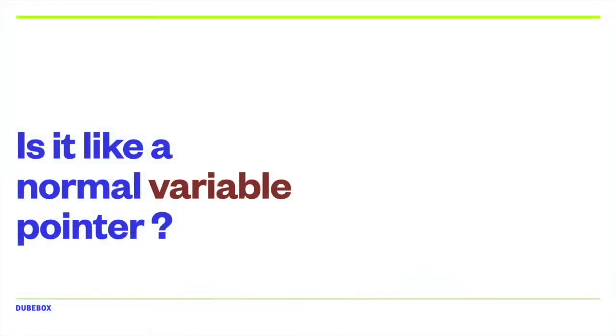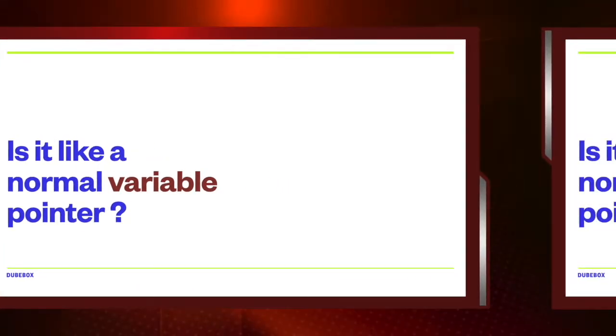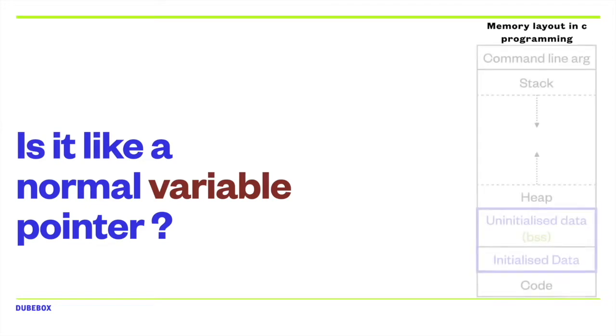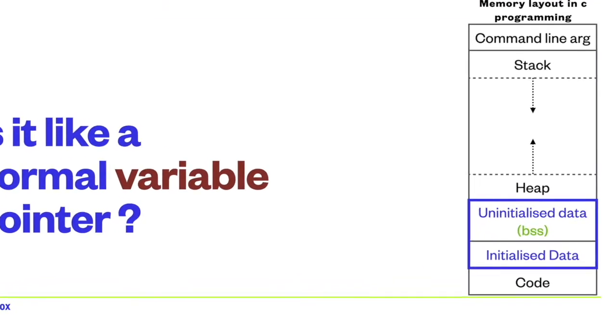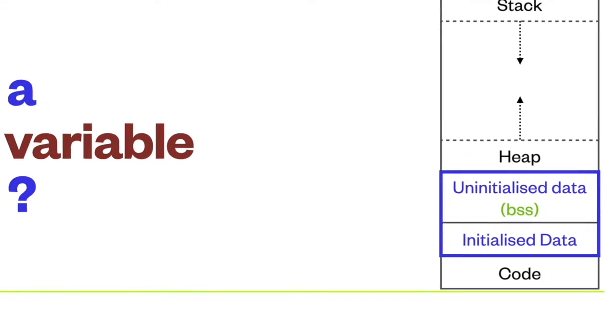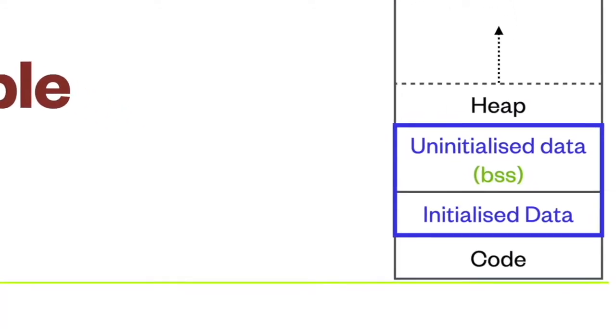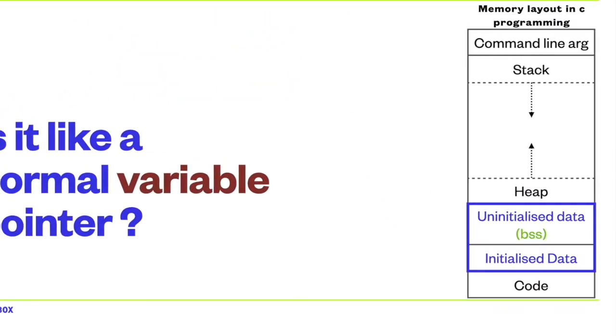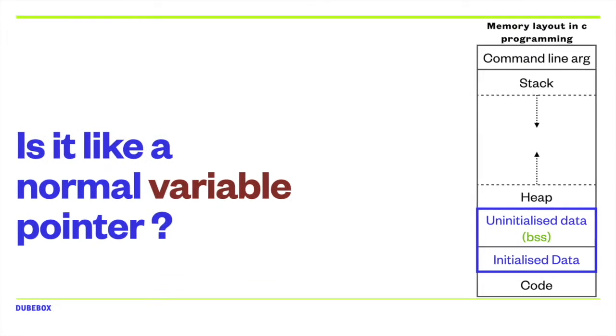Is it like a normal variable pointer or is it different? A variable pointer points to the base address of the memory location of the assigned variable. To understand this concept, we'll see the memory layout first. Here we'll only focus on the code segment, initialized data segment and uninitialized data segment. Variables are stored either in the initialized or uninitialized data segment, and executable instructions are stored in the code segment.